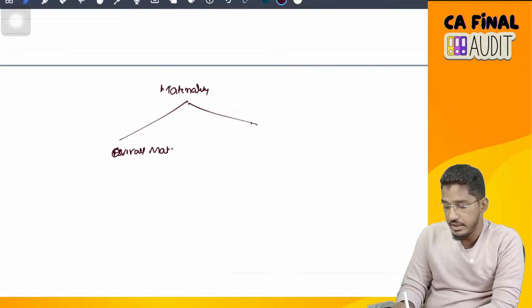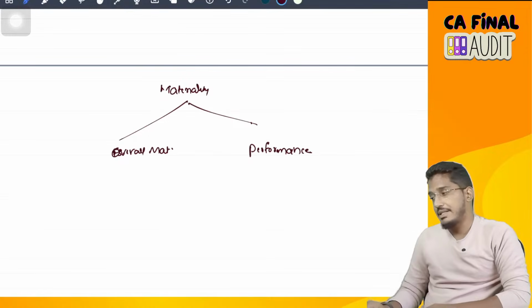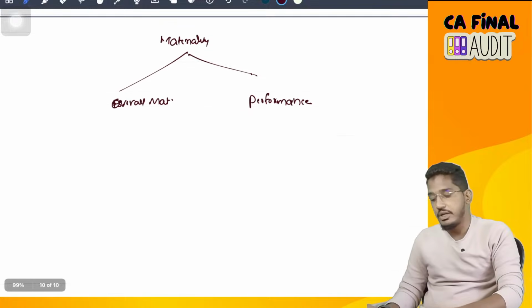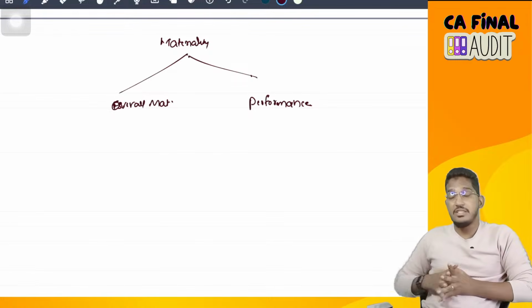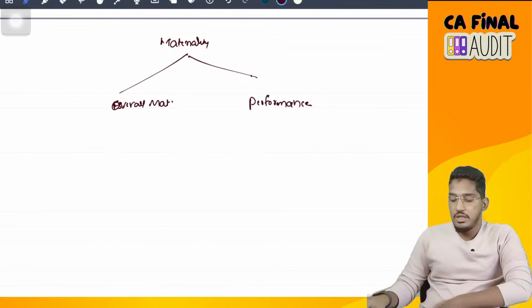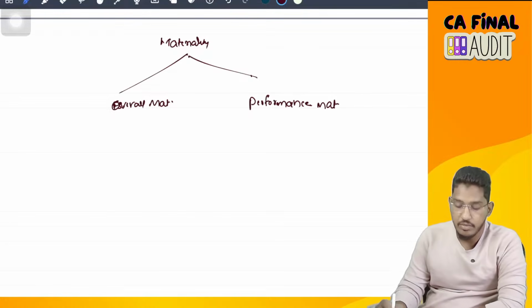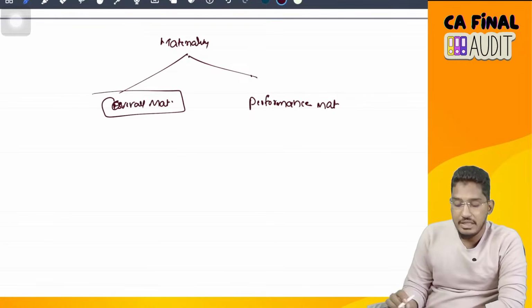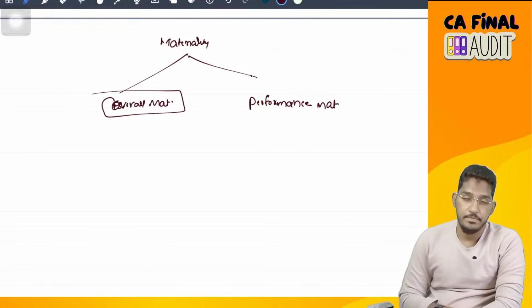We have to decide materiality at 2 levels. One is overall materiality and the other one is performance materiality. So as per the standard SA 320, we have to determine the materiality at 2 levels. Now, what is this overall materiality? What is this performance materiality? Let us have a quick look at it. So overall materiality is the level of materiality which is decided for the financial statements as a whole.